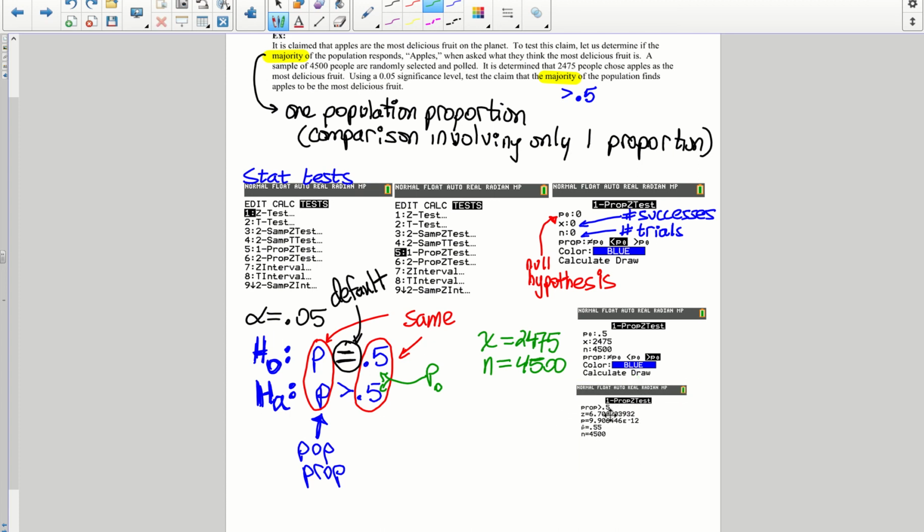I didn't get the... So go back into the one prop z test. This is what I got. Because when you have a not equal, it should be greater than. So stat, test, 5. Yep, enter. You have to hit enter on that one. And then press enter. Then go to calculate, and then calculate and enter again. And there it is.